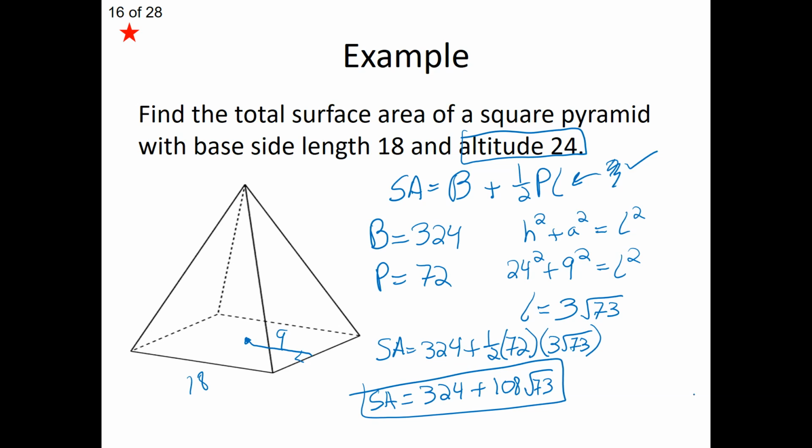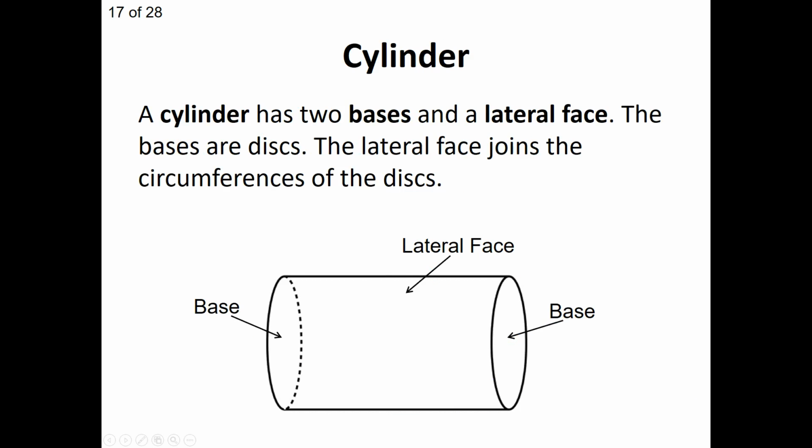Okay, let's move on. Let's talk about a cylinder. So a cylinder has two bases, very much like a prism, but those two bases are going to be disks, or essentially they're going to find the area of circles. So in a cylinder, the bases are always the same. They're always these disks or these circles.